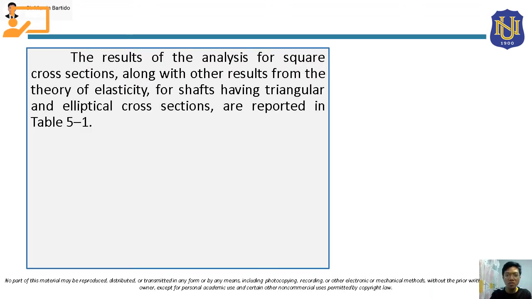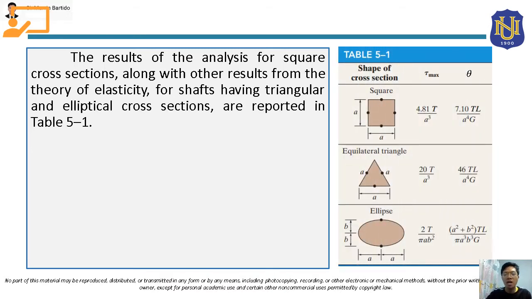The results of the analysis for square cross-sections, along with other results from the theory of elasticity for shafts having triangular and elliptical cross-sections, are reported in Table 5-1. These are already established formulas, class, for solving the maximum shear stress and the angle of twist for shafts with square, equilateral triangle, and elliptical cross-sections.